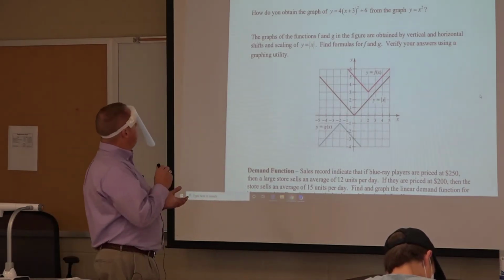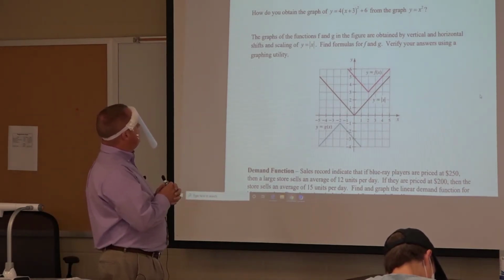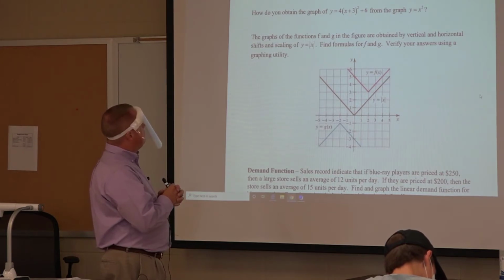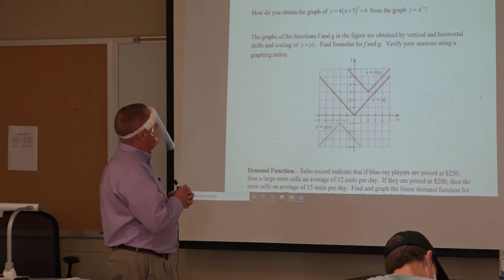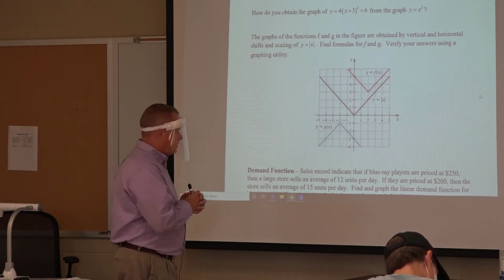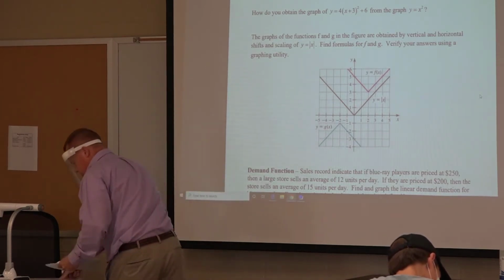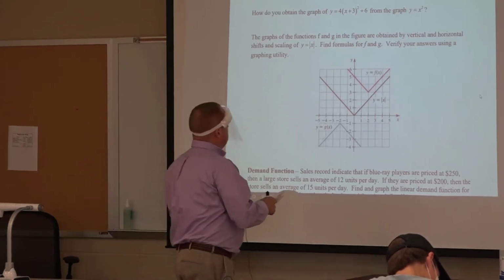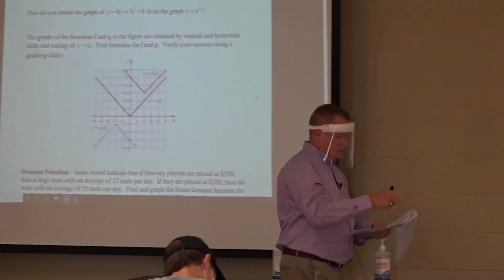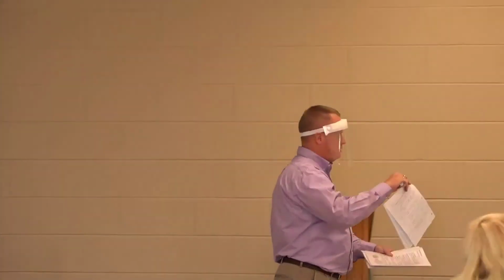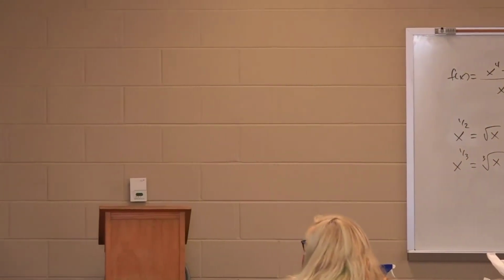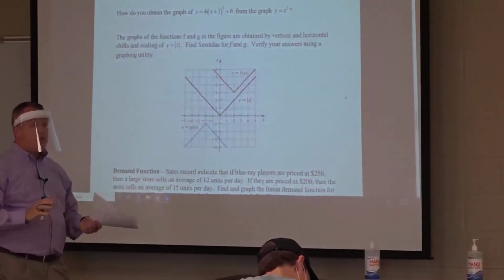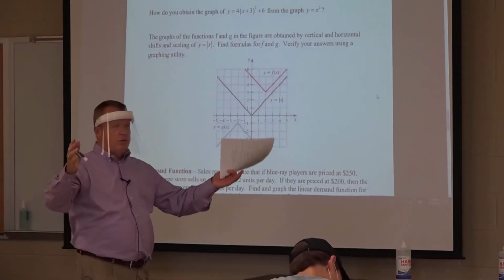Okay, how do you obtain the graph of y equals 4 times (x plus 3) squared plus 6 from the graph y equals x squared? Okay. Well, you've got three numbers in there that you don't have in y equals x squared. So we know y equals x squared, the shape of that is a parabola, right?